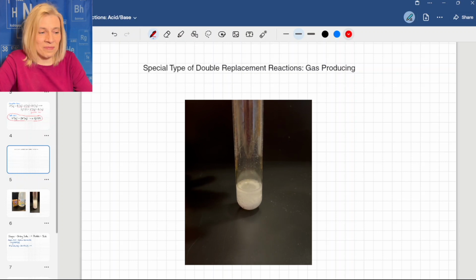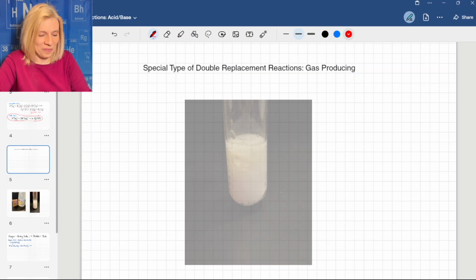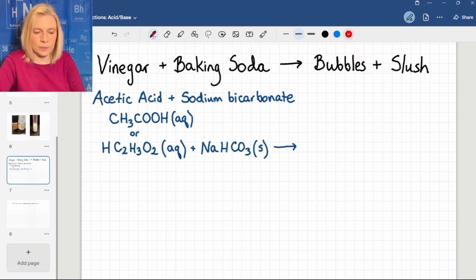This reaction, you can actually try at home. You know, most science videos always say, do not try this at home. I think you should try it at home. Not only that, touch it. It will feel cold. So here we had baking soda mixed with vinegar, which produced nice bubbles. So what was going on?